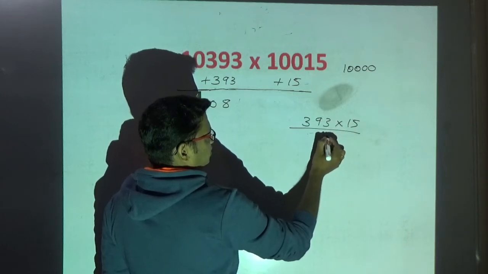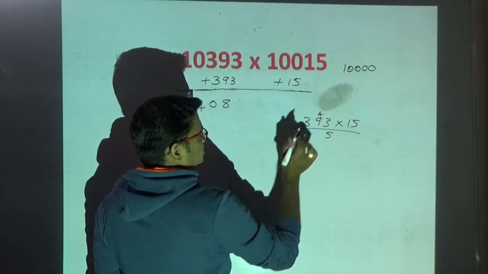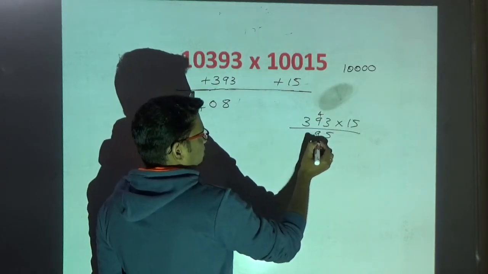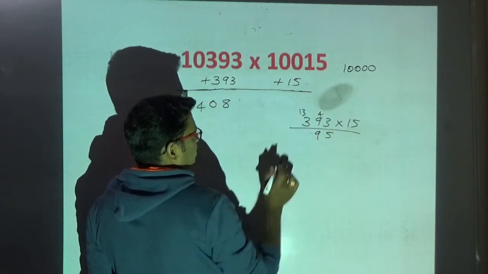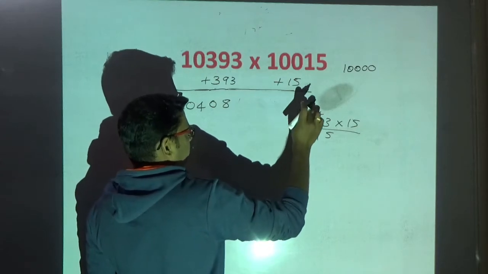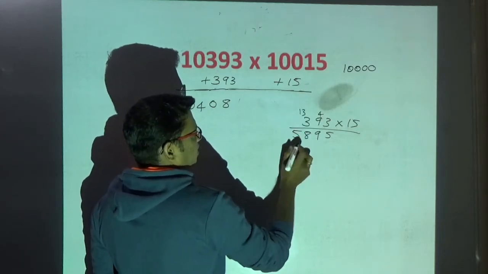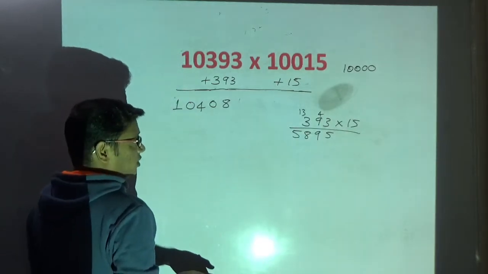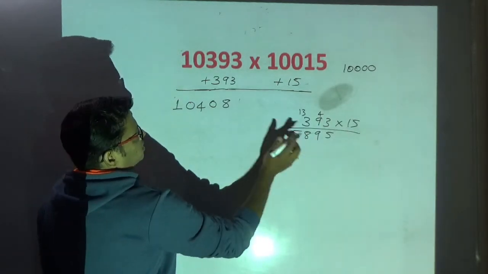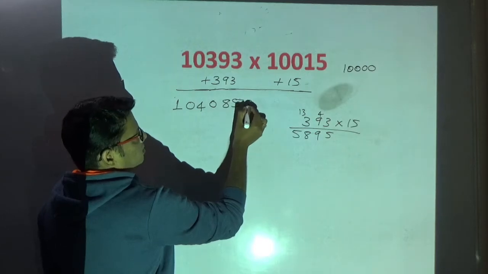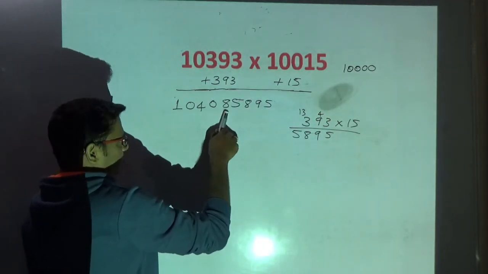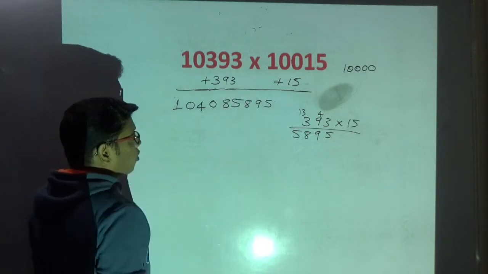15 3s is what? 45. 4 carry. 15 9s is 135. 135 plus 4 is 139. 13 carry. 15 3s is 45. 45 plus 13 is 58. So the answer is 5895. See how many zeros are there in your 10,000? 4. Here 4 digits. So we write it 5895. So the answer for your example is 104085895. Hope you have understood.